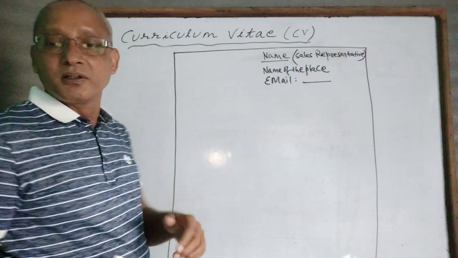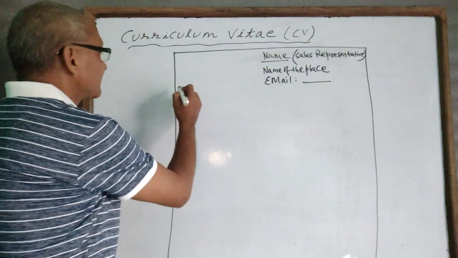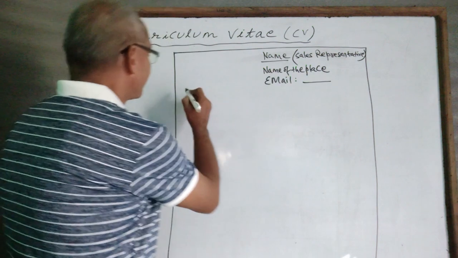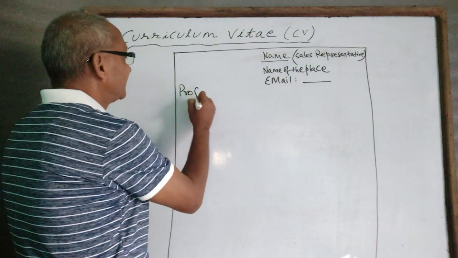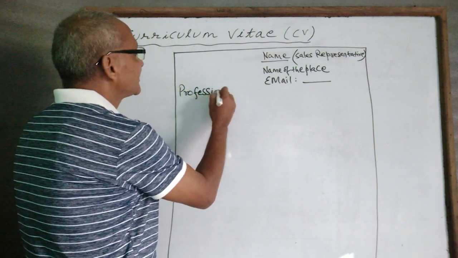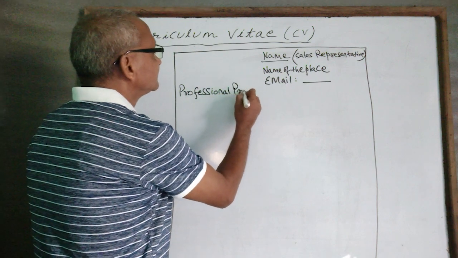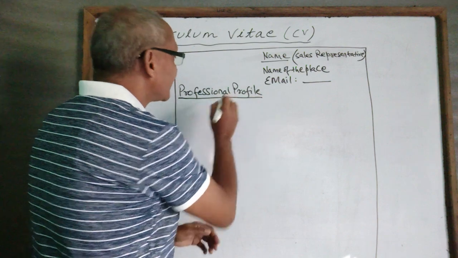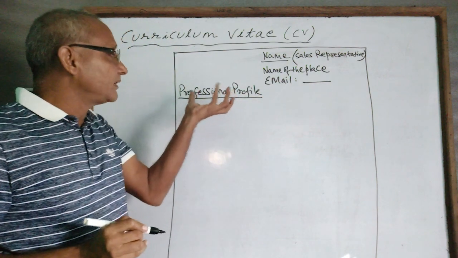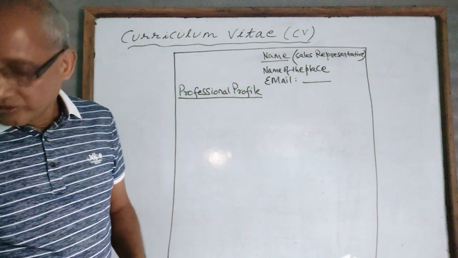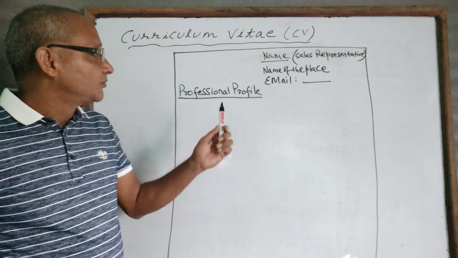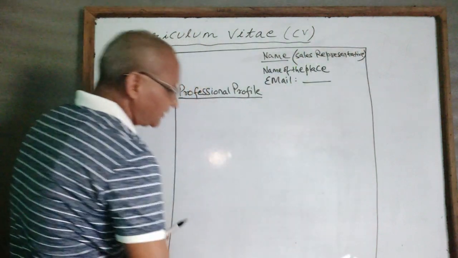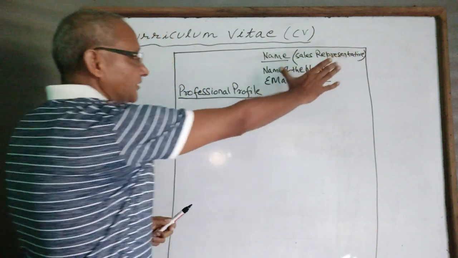After this, we will go to the professional profile. Professional profile, as I was saying before, is the first topic of your CV. You could underline this and you could write it big, in bold type. So, for your convenience, please see, this is a paper. On the top right corner, your identity.